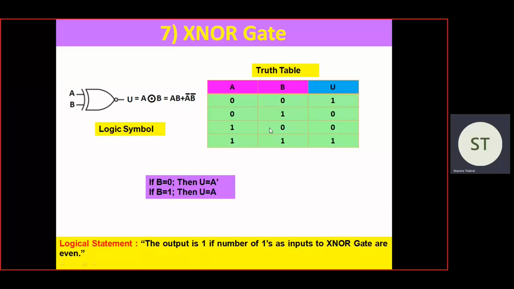And what is the speciality of the XNOR gate? If we put B as 0, then we get U as A complement. It is 1 here, 0 here, 0 here, 1 here. And if we put B as 1, then we get U the same as A. So U copies A under the condition that B is equal to 1.